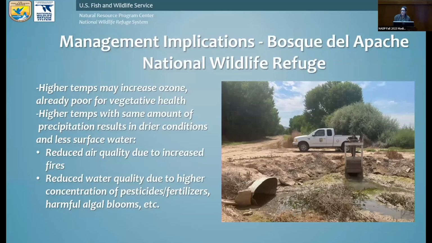So to summarize this and put it all together and think about what we can tell our managers based on this information. The projected higher temperatures may increase ozone levels, as Emmy was talking about, so that was great to follow that, which is already poor for vegetative health, so that might be something that managers need to be thinking about in the future. With the precipitation projected to be the same, but these much higher temperatures, it's likely that there's going to be much drier conditions and less surface water. And so this could result in reduced air quality.